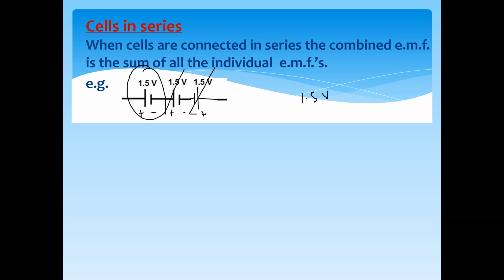It's not 2.5, it's 3 minus 1.5, because these two are in the same direction, so make 3. This is the opposite direction, so minus 1.5. So 3 minus 1.5, you will get 1.5.